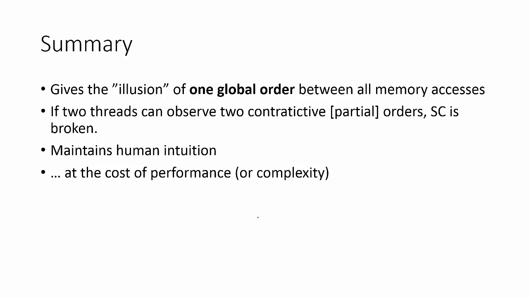So in summary, sequential consistency gives the illusion of one global order between all memory accesses. If two threads can observe contradictive or partial orders, sequential consistency is broken. If you have sequential consistency, it maintains human intuition, but at the cost of performance or complexity, or both.